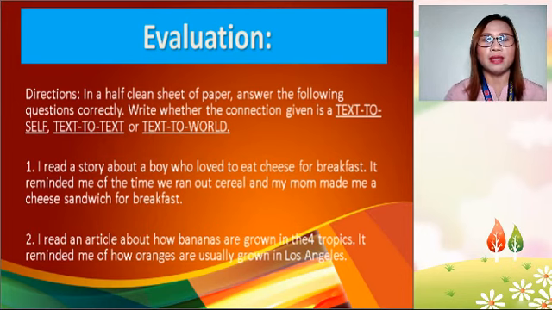Now, for deep understanding, on a half sheet of paper, you are going to answer the following questions. Write whether the connection given is a text to self, text to text, or text to world. For number 1, I read the story about a boy who loved to eat cheese for breakfast. It reminded me of the time we ran out of cereal and my mom made me a cheese sandwich for breakfast. 2. I read an article about how bananas are grown in the tropics. It reminded me of how oranges are usually grown in Los Angeles.